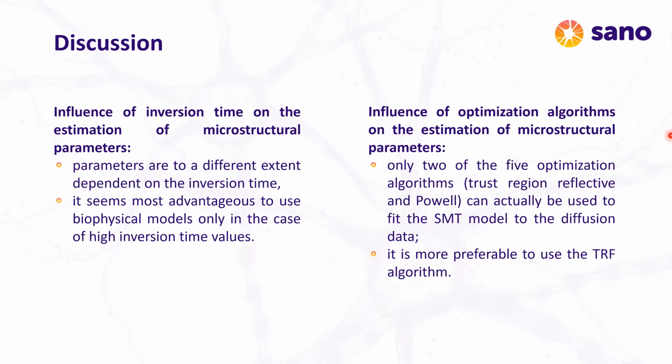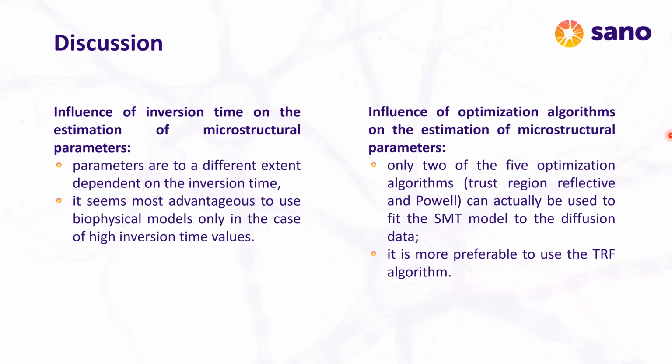On the basis of the conducted analysis, conclusions can be drawn about the influence of inversion time and optimization algorithms on the estimation of microstructural parameters. Different microstructural parameters depend differently on the inversion time value. For example, the fiber orientation dispersion index is very stable over the entire range of inversion time, while the intrinsic diffusivity and volume fractions show a high sensitivity to changes in the inversion time value, with a characteristic up and down or down and up tendency.